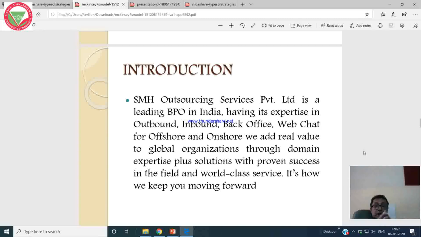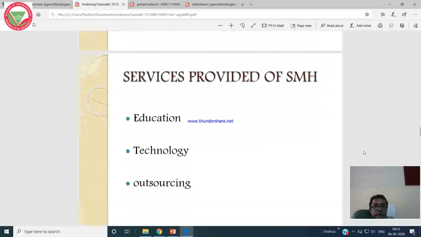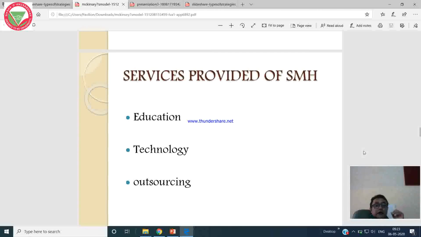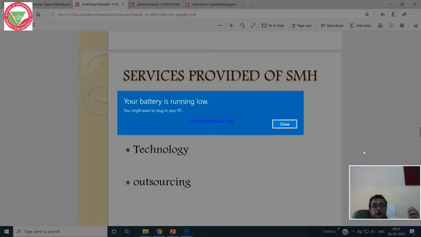Then they are trying to add real value to the global organization through domain expertise. These are the domain expertise plus solutions with proven success in the field and world-class services. So what are the various services provided by the SMH Group? They are into education, technology, and the outsourcing business.